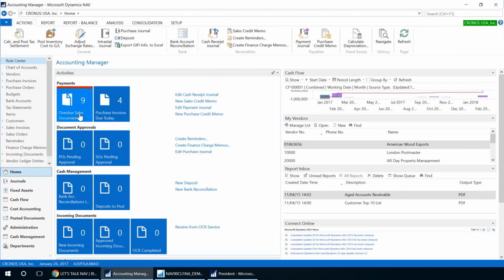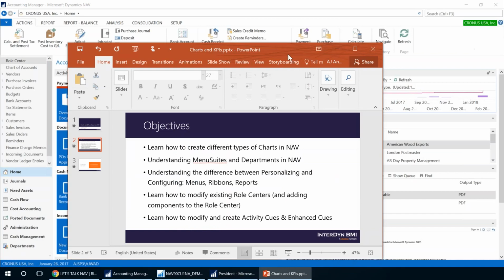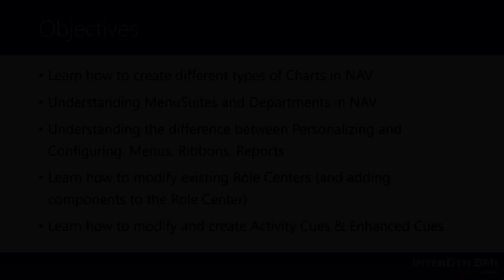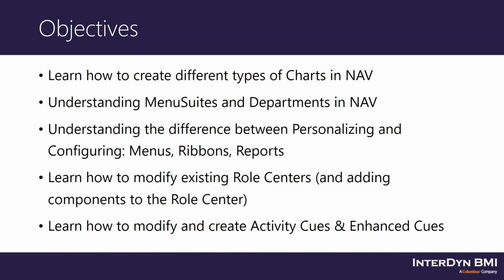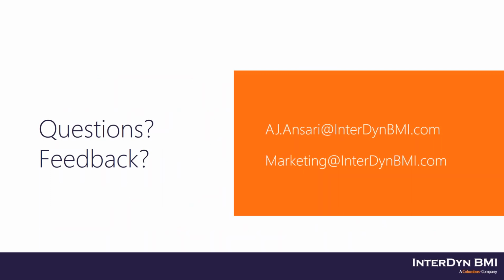So very simple. If you're using NAV 2015 or 16, you now have the ability to give context to what you're doing. So with that, we conclude our presentation. I'm going to quickly bring up a recap of the objectives. We talked about how we created different types of charts in NAV, how to use menu suites and departments in NAV, how to personalize and configure, how to modify role centers, and work with activity queues and enhanced queues.